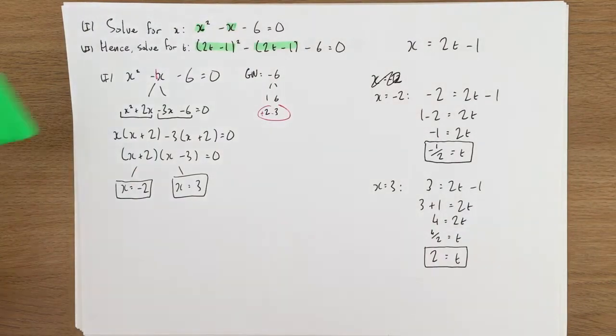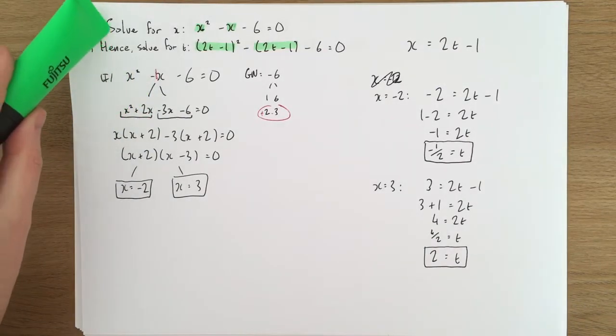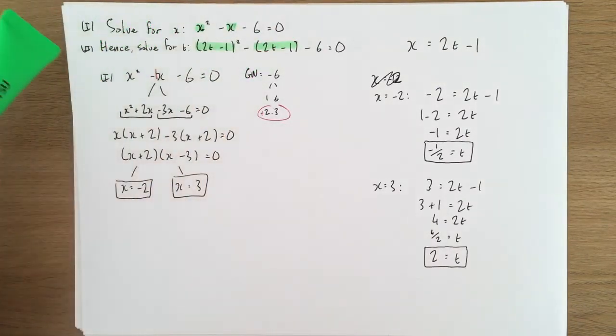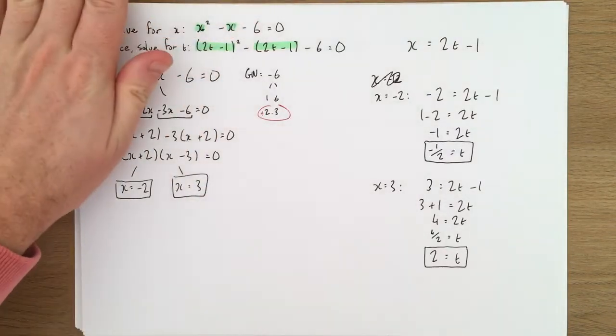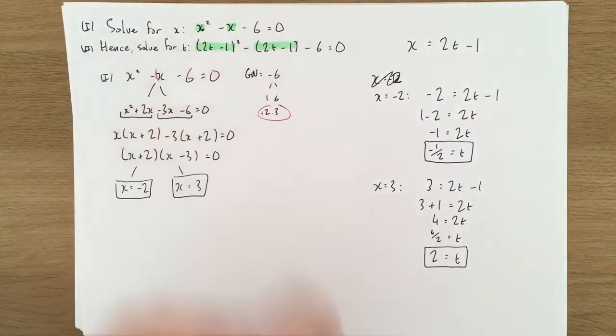Okay, and again, it is the "hence" that is prompting me to use my solution for part 1 to do part 2. Now, in this one, as I said, if it didn't say "hence" and it didn't give me part 1, I could have solved part 2. I would have squared that out, removed that bracket, got a quadratic with t's in it, and it would have given me these 2 solutions.